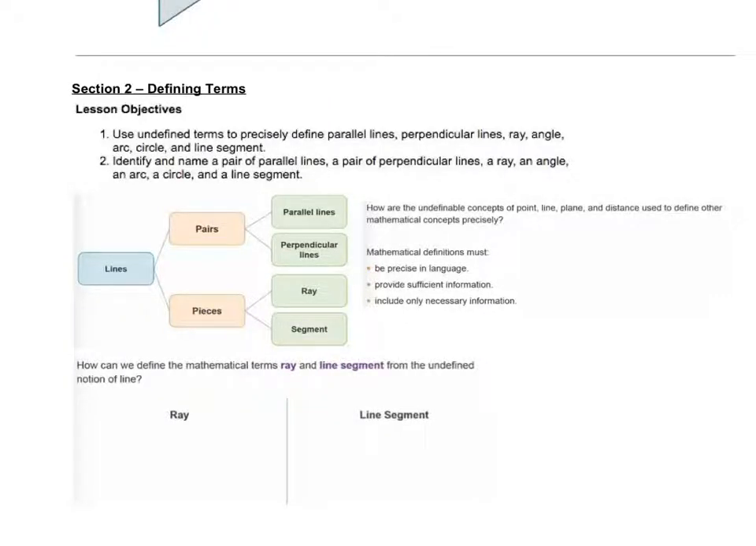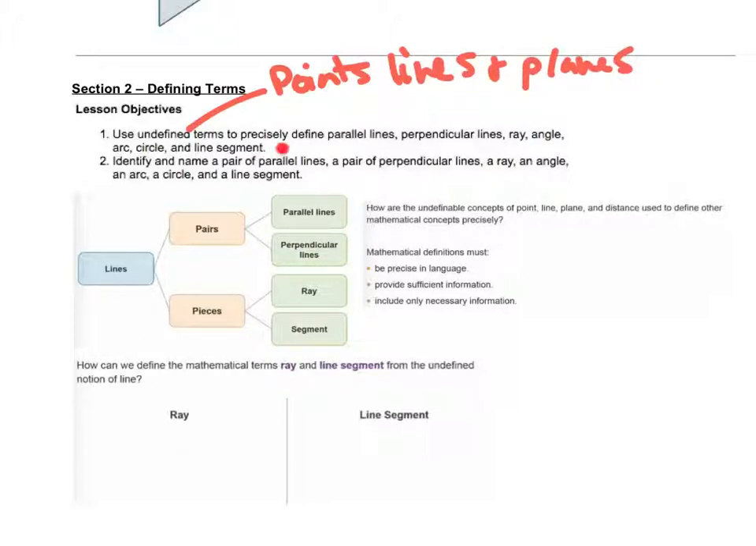All right, so this is a geometry video. This is Unit 1, Section 2, and we are talking about defining terms. Our objectives for this lesson: we want to take undefined terms, which were points, lines, and planes, to precisely define certain things like parallel lines, perpendicular lines, ray, angle, arc, circle, and line segment. We want to actually have definitions for those.